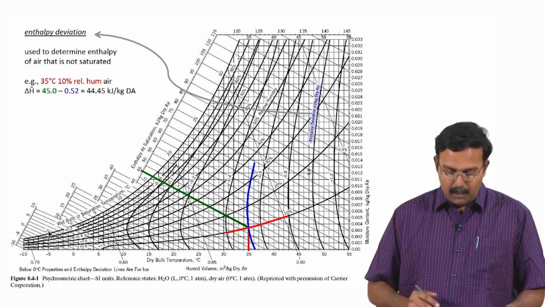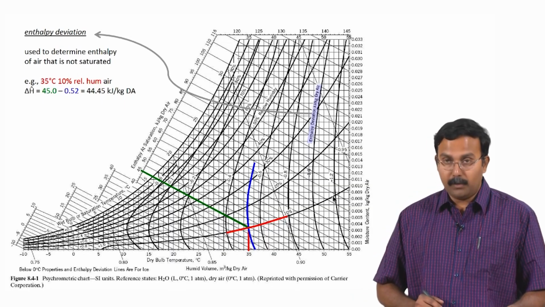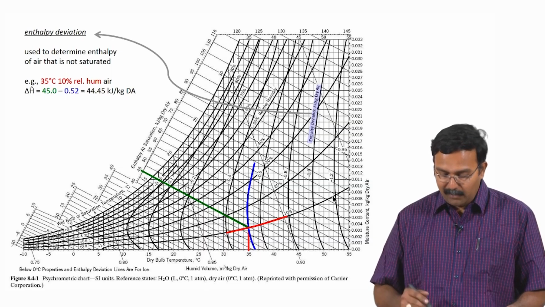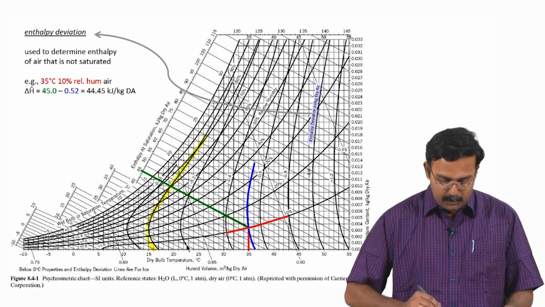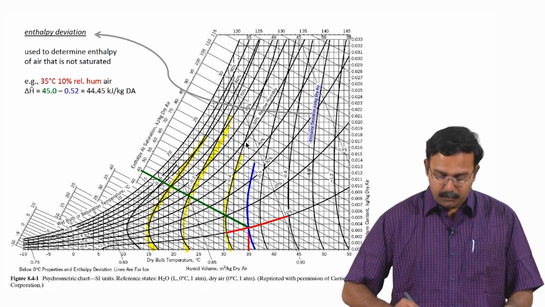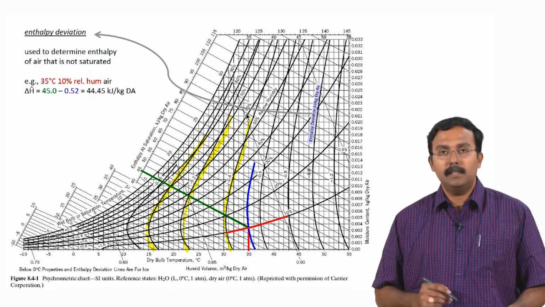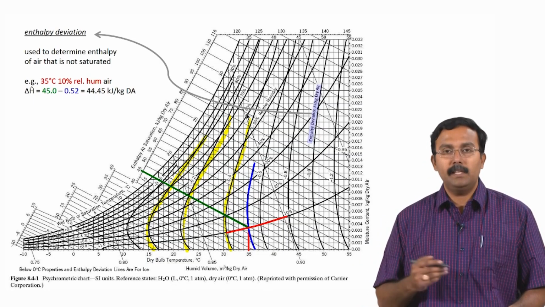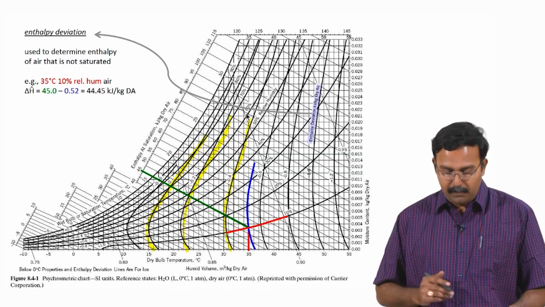So now, other than the straight lines which we had looked at and the curves for relative humidity that we have looked at, we also have other curves which are shown here. So these are the curves that we have. You see the curves here. So those curves are called the curves for enthalpy deviation. So we can actually calculate enthalpy changes, specific enthalpy for non-saturated air using these enthalpy deviations.